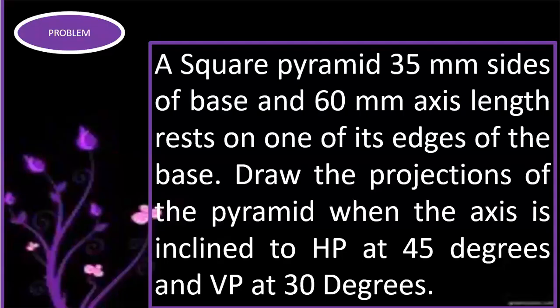Problem goes like this. A square pyramid, 35 mm sides of base and 60 mm axis length, rests on one of its edges of the base. Draw the projections of the pyramid when the axis is inclined to HP at 45 degrees and VP at 30 degrees.